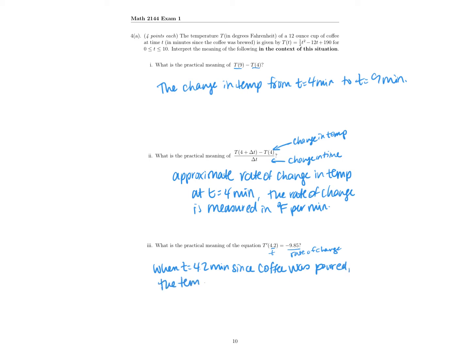the temperature of the coffee is changing at a rate. Actually, I'm going to say the temperature is changing at a rate, and that way I can use the negative number. That way I don't have a double negative. At a rate of negative 9.85 degrees Fahrenheit per minute. That means if we left it out for an additional minute, it would change by approximately 9.85 degrees lower. It would go down by about that much.